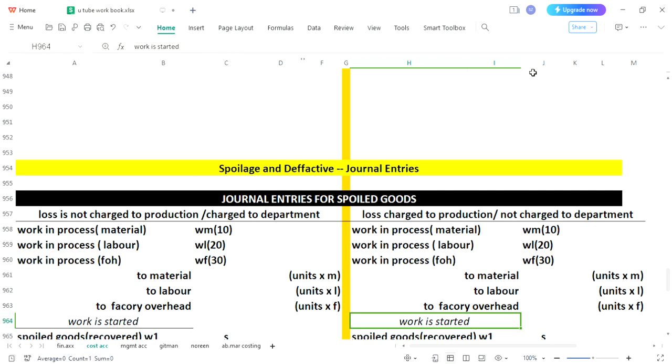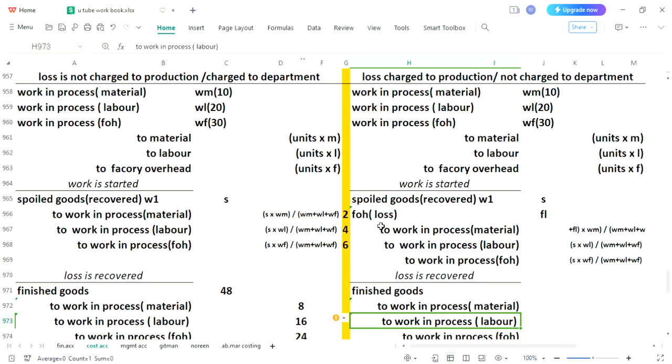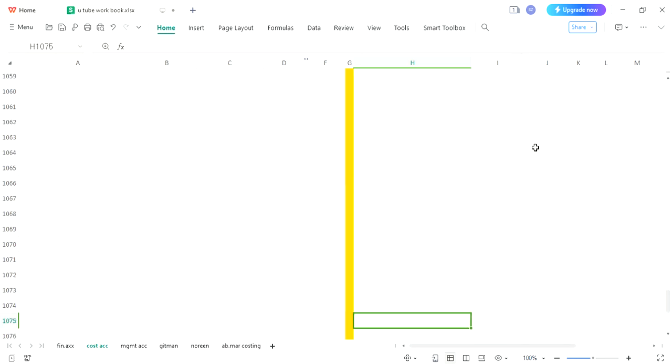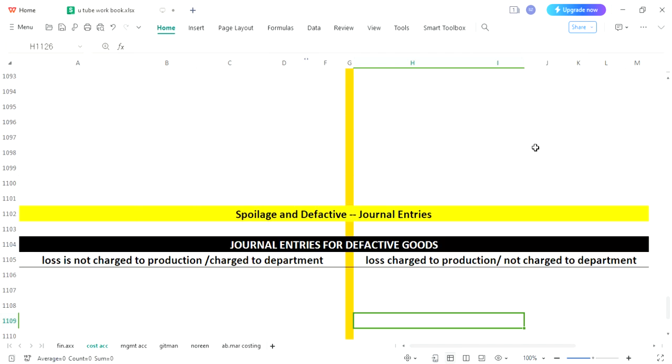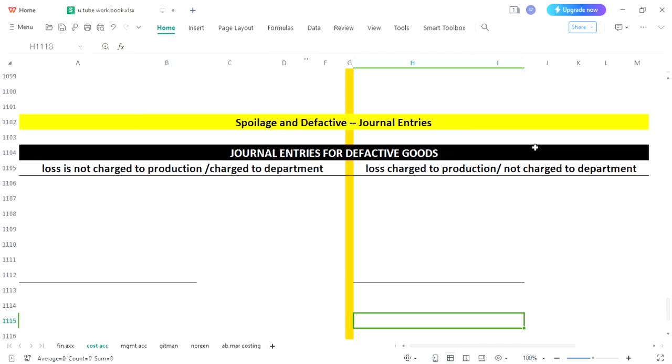Today's target is to understand journal entries for defective goods. In the previous lecture, part A, we understood journal entries for spoiled goods, and this is an overview of those, where not only journal entries, but also how to put the amounts in front of these journal entries we understood. And now today our topic is different. Instead of spoiled goods, we are now up to defective goods.